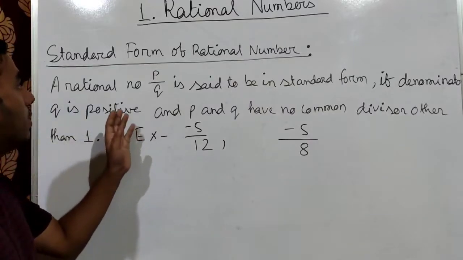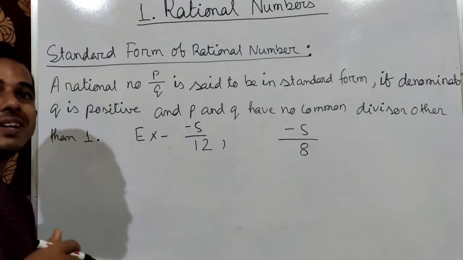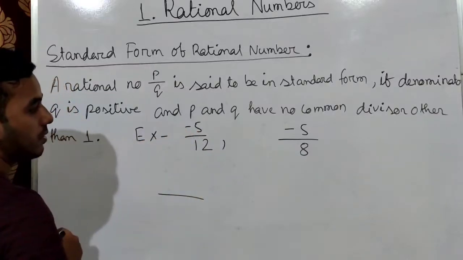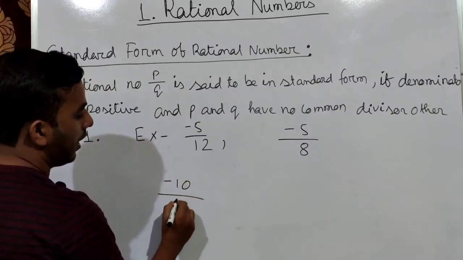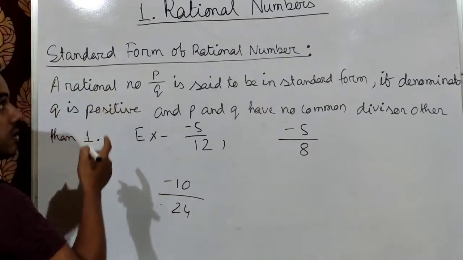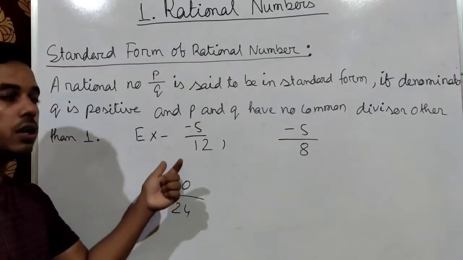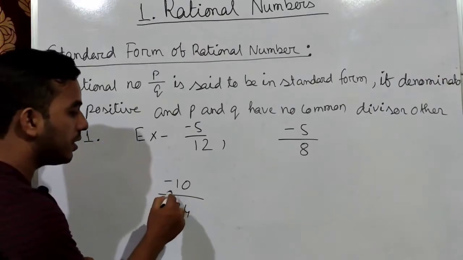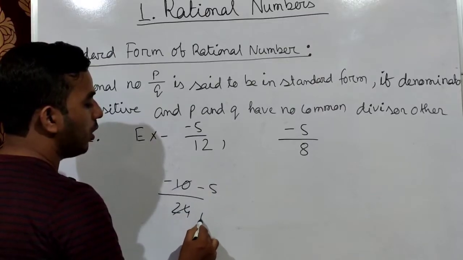Okay. Now these are standard form. And non-standard form are those numbers which have the divisor 1 as well as another number. For example, look, suppose we take minus 10 and 24. Will it be a standard form of rational number? No, it will not be, because it has another factor, which is 2. If we cancel with 2, it will be minus 5 and 12.